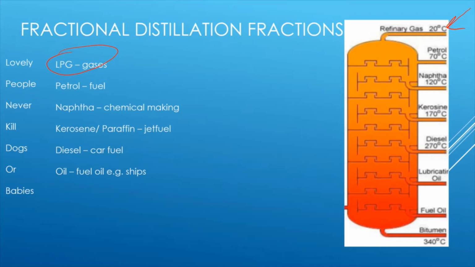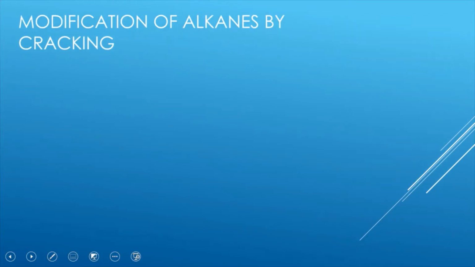Or is oil, the fuel oil, which can be used in ships. And babies is bitumen, which is used in roads. Starting from the top, you need to know them in this order as well. LPG would have the smallest hydrocarbon chain, whereas the bitumen would have the longest hydrocarbon chain. So LPG would be towards the top and bitumen would be towards the bottom here.